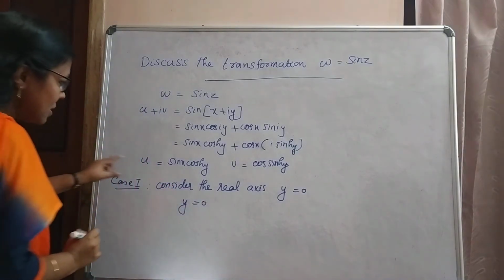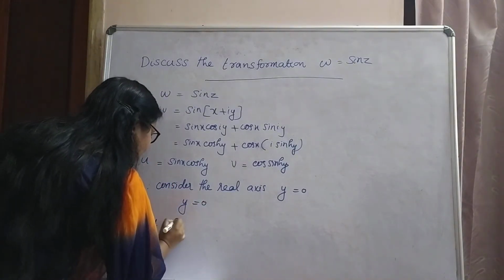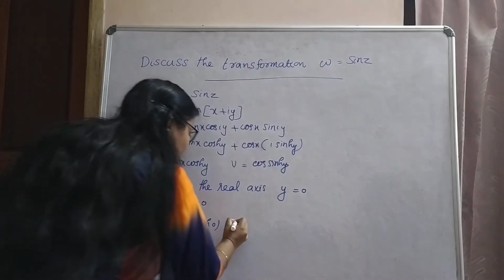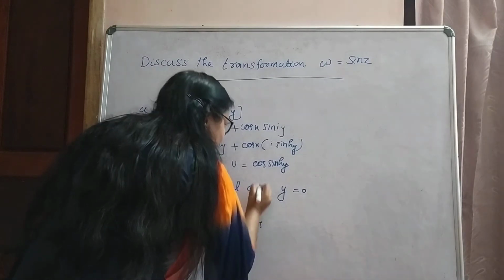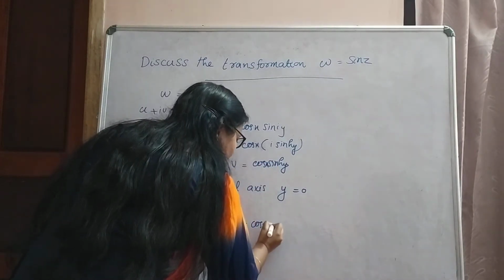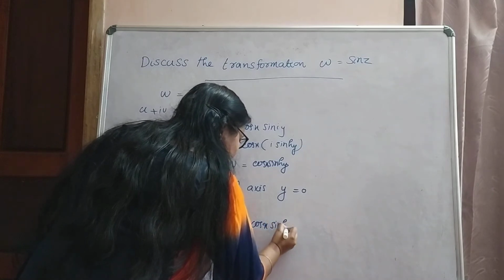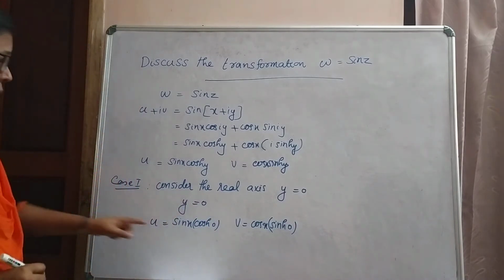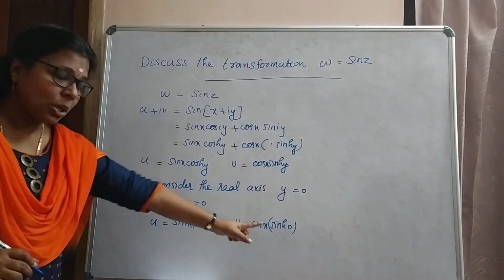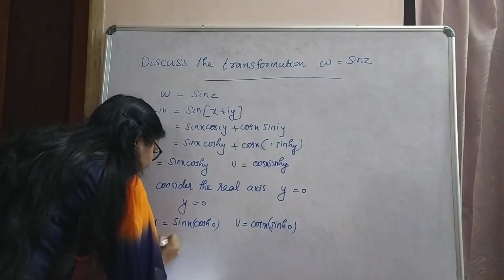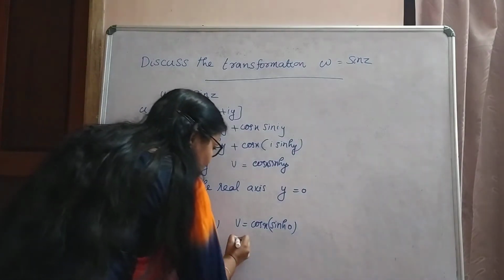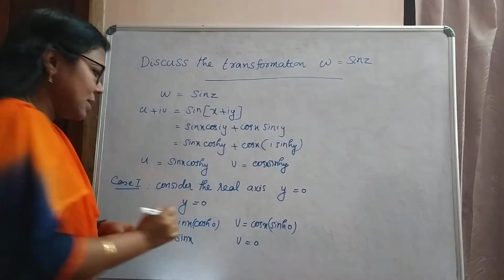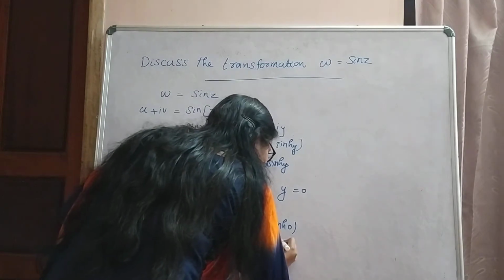Y equal to 0 means u equal to sin x cosh 0, and v equal to cos x sinh 0. Cosh 0 is 1, sinh 0 is 0. Here u equal to sin x, v equal to 0. V equal to 0 means the u axis.